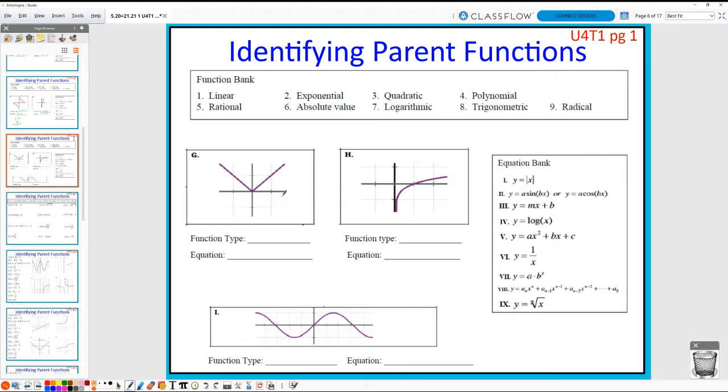Now, this one is actually a new one, but you've probably seen it before. This is actually called my absolute value.